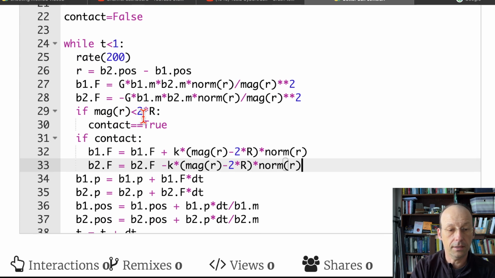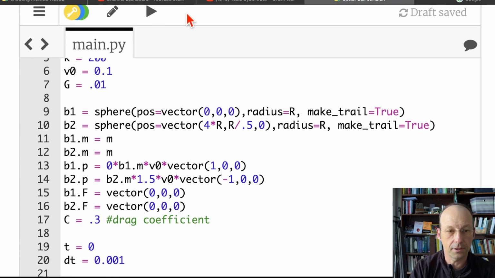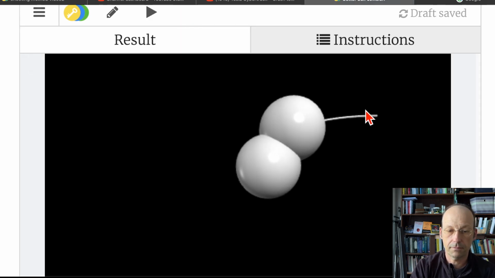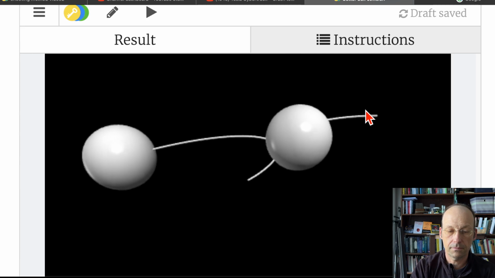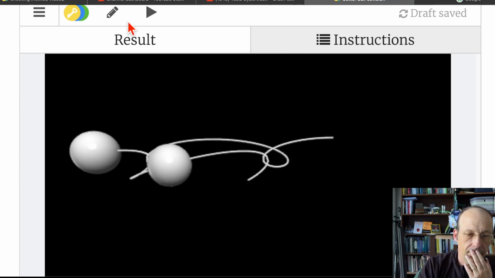If contact is true. I think that's right. I think it'll work. It's a little bit different than my previous code, but let's just go with it. Did they bounce? I don't think they bounced. I don't think they're bouncing.